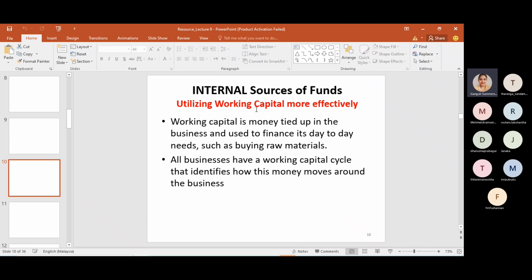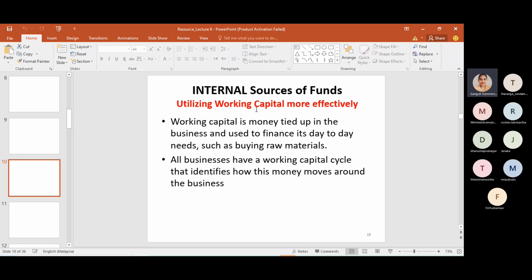Okay, the amount of money that you need to finance the company's day-to-day needs is called the working capital. The amount of money that you need to carry out the day-to-day tasks of the company.